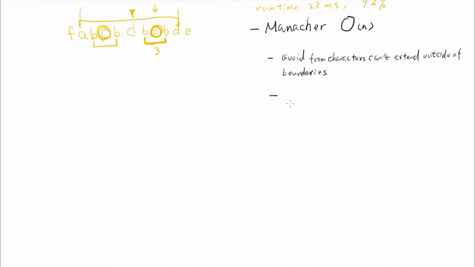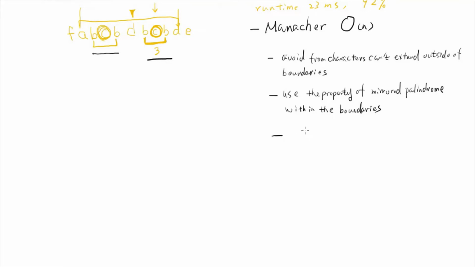And next, it will use the property of mirrored palindromes within the boundaries. This means at the center D, if there's a palindrome found on the left side of the center D, and it's within the boundary, there must exist the same palindrome on the right side of the center D. When we come to the letter C, because of this property, we know immediately the length of the palindrome from the letter C will be 3.